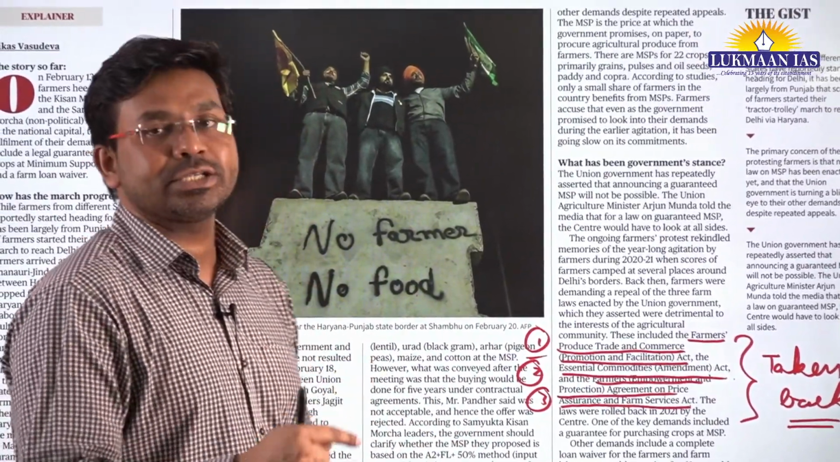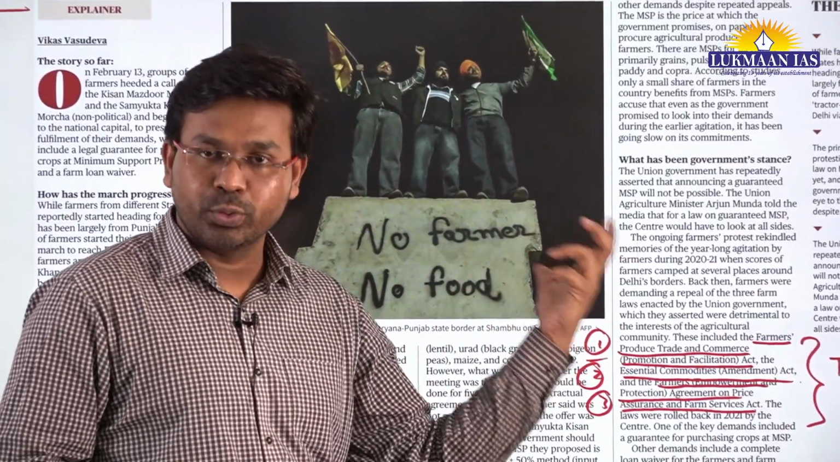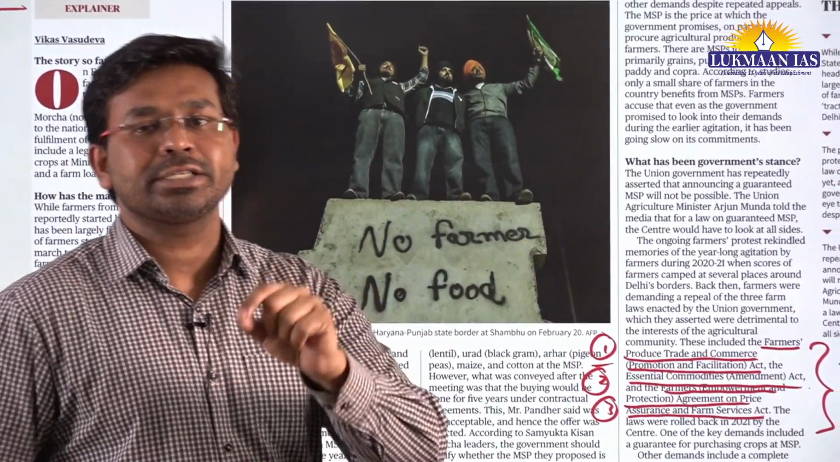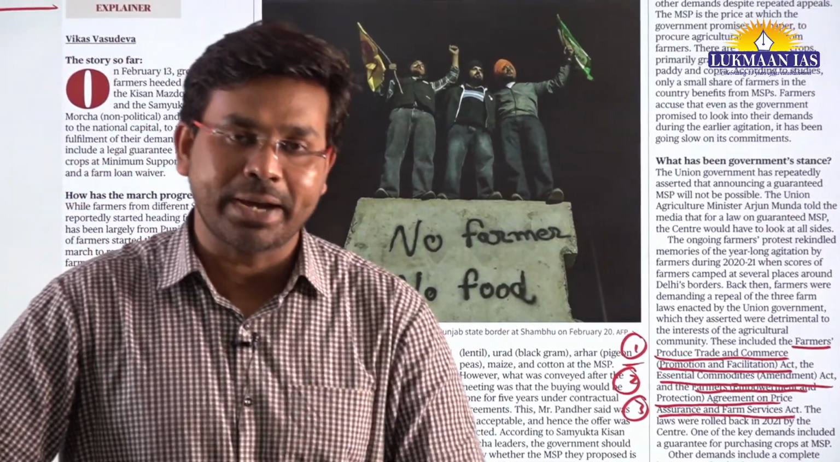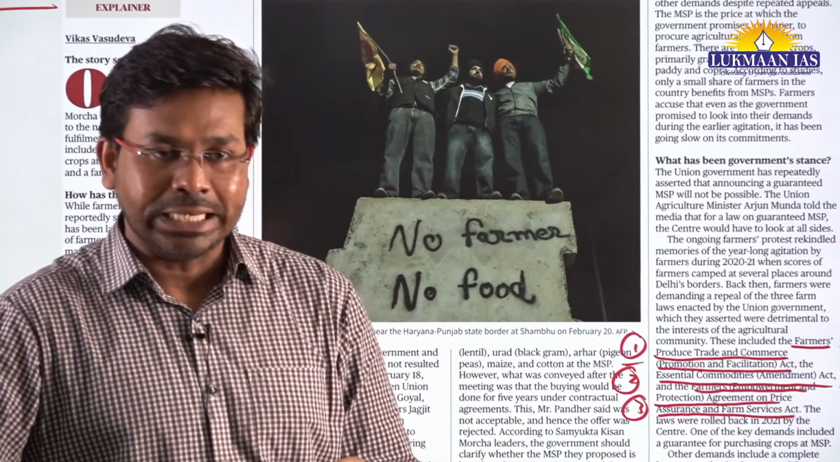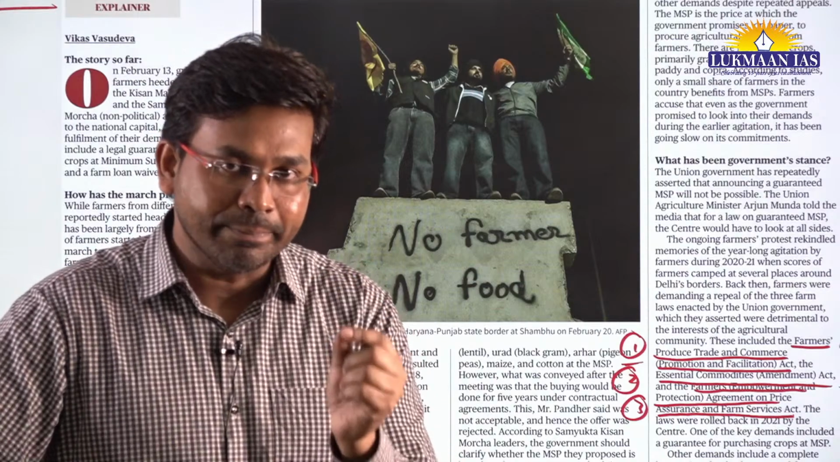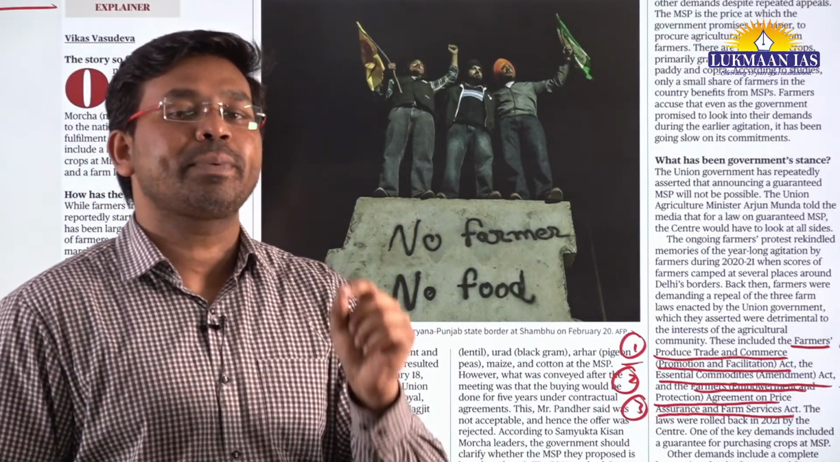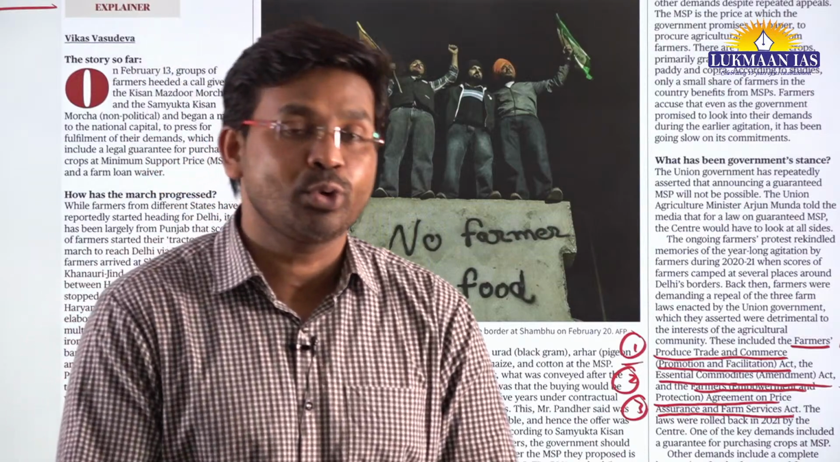However, during the protest of the farmers in the past, in 2020 to 21, the farmers raised some demands to the government. What were those demands? One of the demands was inclusion of MSP, minimum support price. Farmers wanted that minimum support price should be guaranteed by the government through an act.